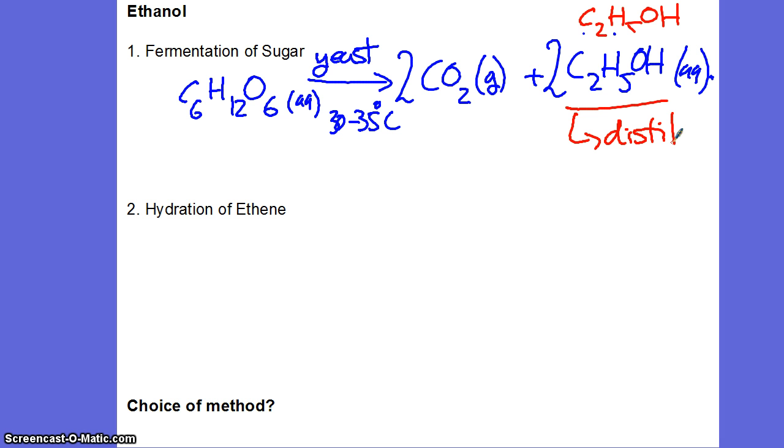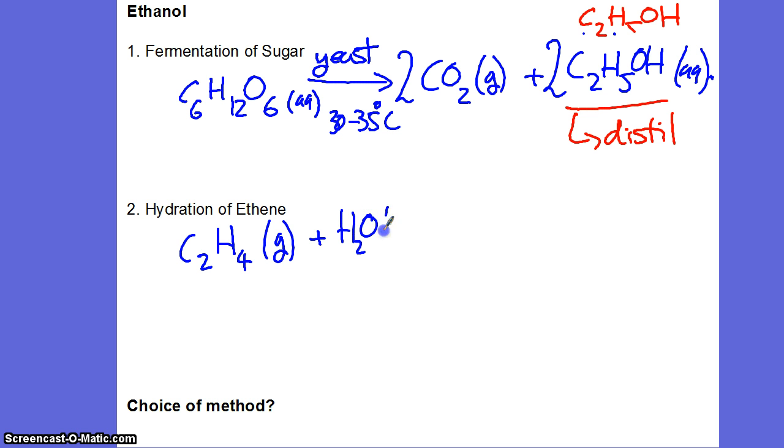So, the second method we come to is the hydration of ethene. You should know that ethene has 2 carbons, and as it's an alkene, we've got 4 hydrogens. So it's a 1 to 2 ratio, double the number of hydrogens. Now, obviously, you see it's hydration, which implies water.